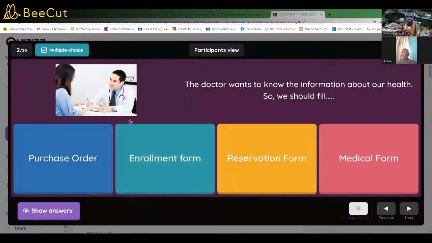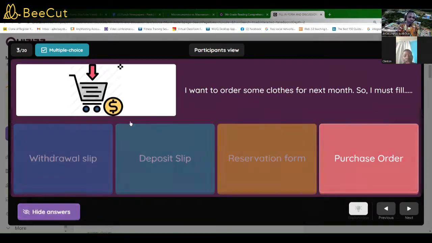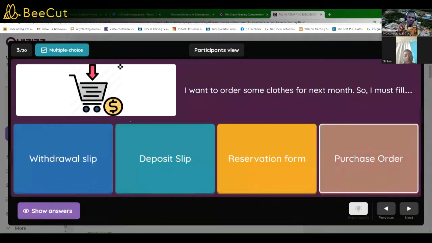Okay. Medical form, that was correct. Read the next one. I want to order some clothes for next month, so I must fill purchase order. That's correct.